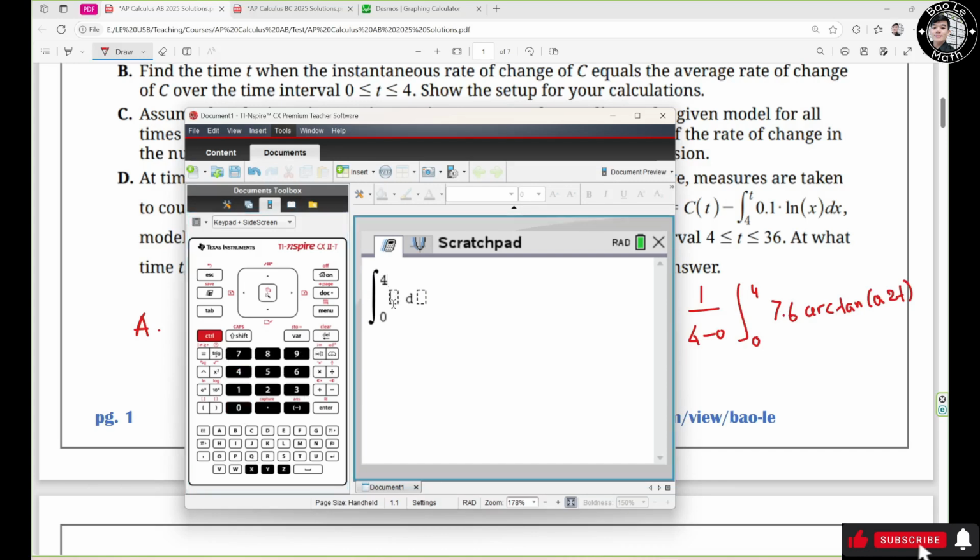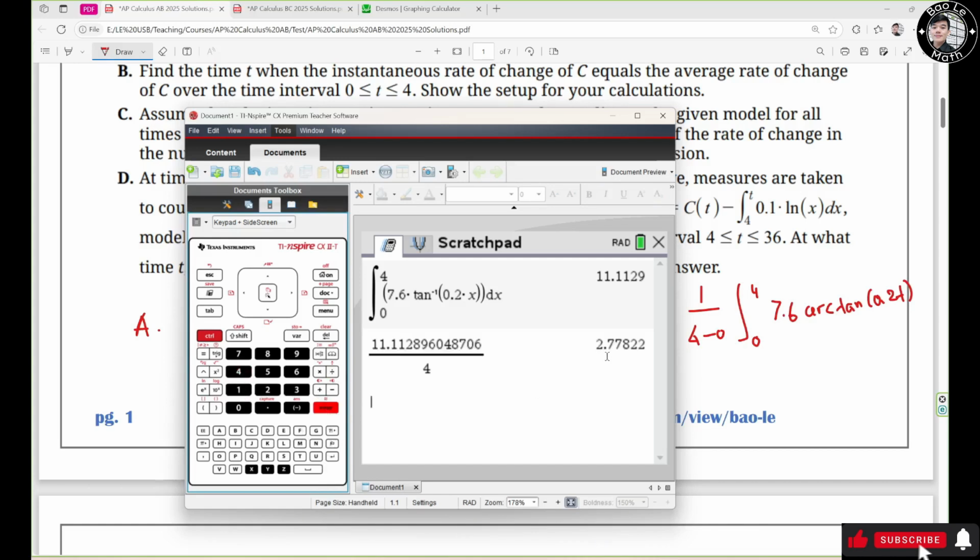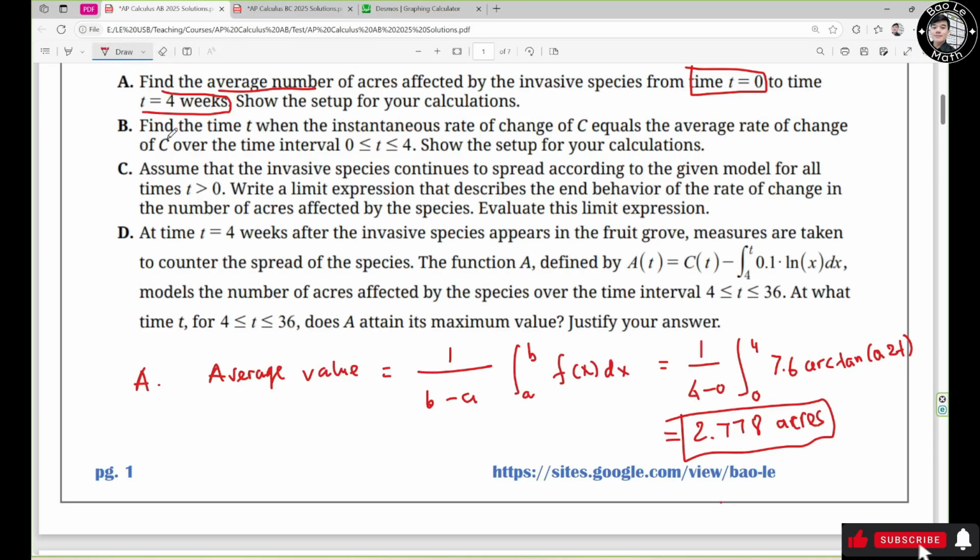Alright, and you hit enter. The answer is 11.1129. Now you need to divide by 4. Hit enter. It's going to be 2.778.